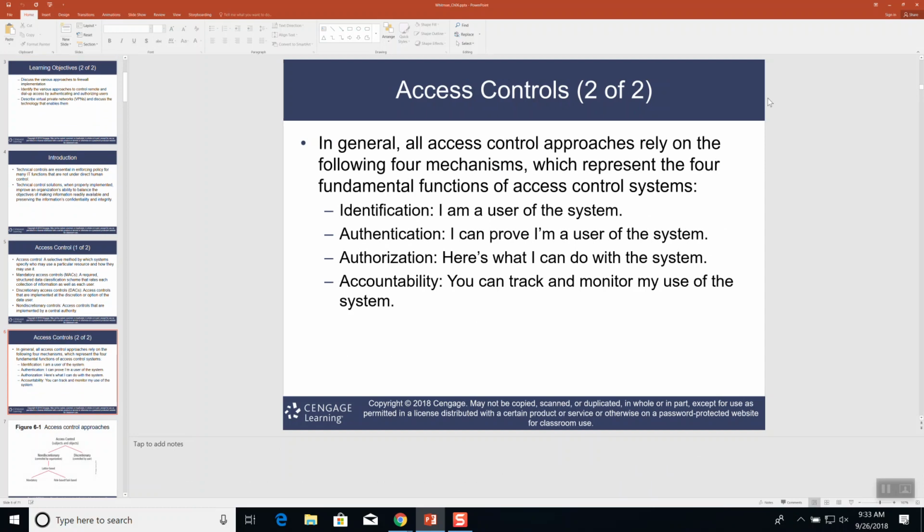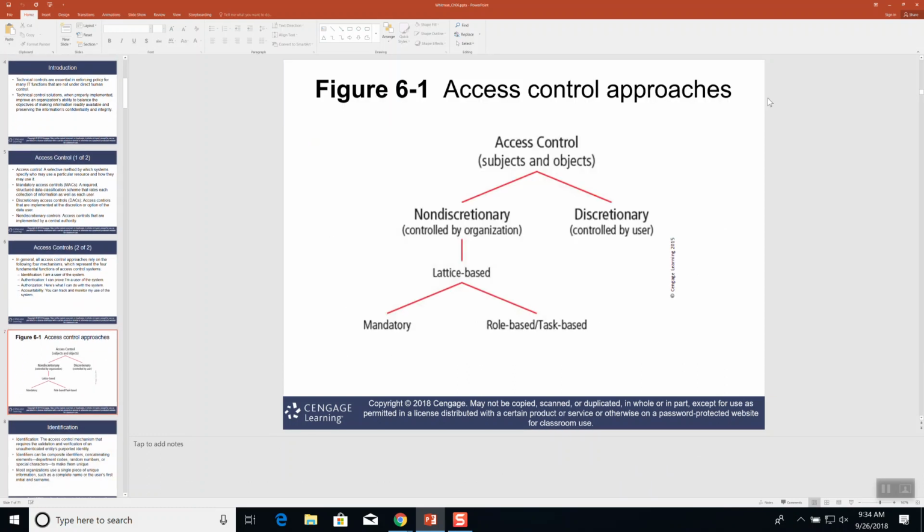In general, all access control approaches rely on the following four mechanisms. Identification: I'm a user of the system. So you're trying to identify who it is. Authentication: I can prove I'm a user of the system. Authorization: here's what I can do with the system. And accountability: track and monitor use of the system. Some of this is just from a signing-in standpoint. Some of it may be from the computer side, where it's checking if you have the rights. You've got your access controls: non-discretionary, controlled by the organization, and discretionary, controlled by the user.